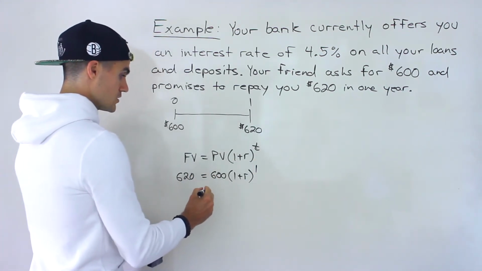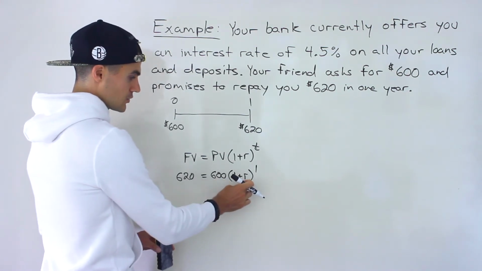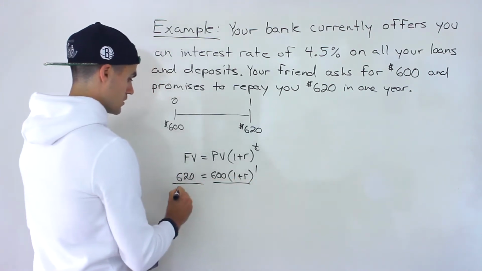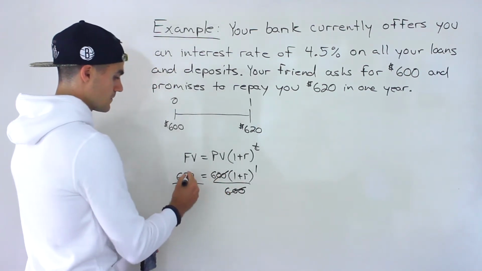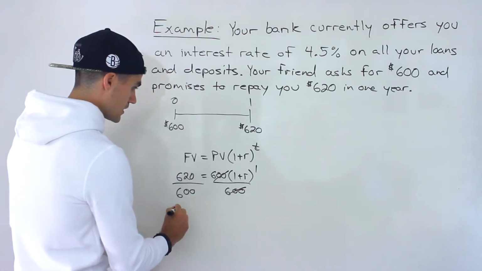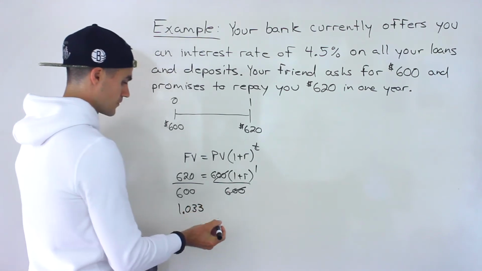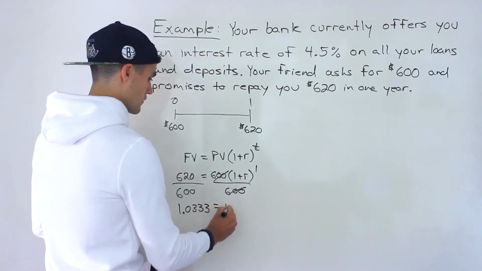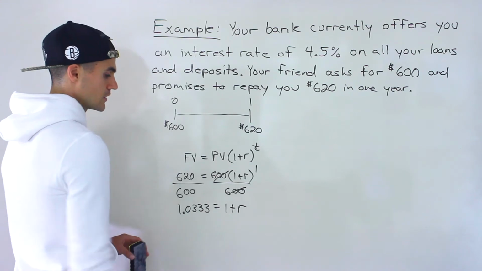And so a couple of ways we can solve for this r. We can distribute the 600 into the bracket. What I'm actually going to do is divide both sides by 600. So these would cancel out. And then 620 divided by 600 would give us 1.033 if we round it. Let's round it to 4 decimal places. So we'll have 1 plus r left. Now 1 plus r to the power 1 is just 1 plus r, so we could leave it like that.